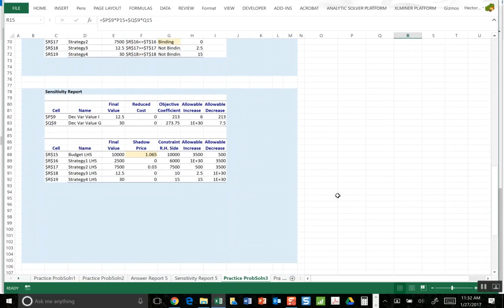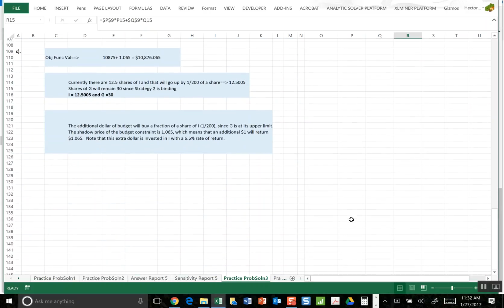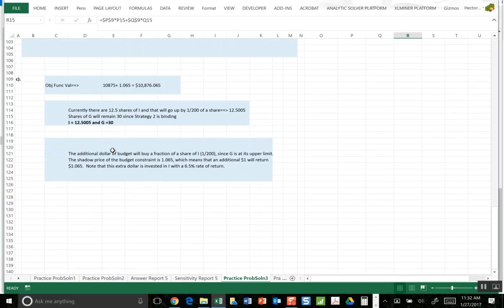So if we go back to our problem, the solution then, we can cut these reports out and paste them here, and we can see that the value of an additional share of I is going to change our objective function to this value here. Why? Well, because we purchase $1 buys how much of a share of I? Well, it buys 0.0005, 1/200ths of a share. Well, because the cost of a share of I is 200, and we have $1, so we purchase that much.